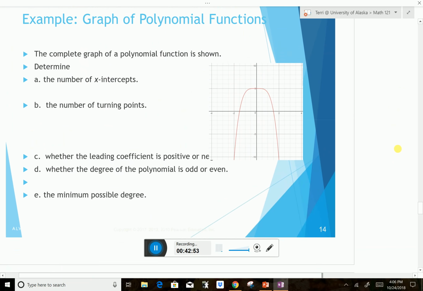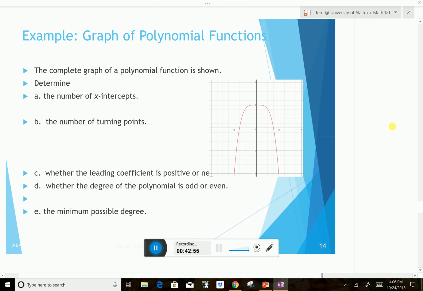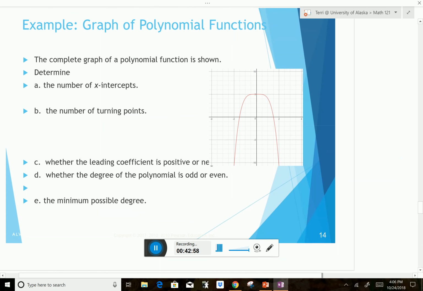So now what we're going to do is just look at this. The complete graph of a polynomial function is shown. How many x-intercepts does this graph have? 2. How many times does it turn around? 1. Is the lead coefficient positive or negative? That's what it says under here that you can't see. Well, it's pointing downward, so the lead coefficient is negative.